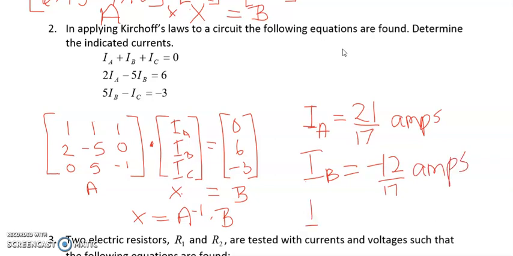And I subscript C is equal to negative 9 over 17 amps once again. But like I say, solving word problems is really no different. You're just solving a system of equations is what you are doing. So practice those, please. Make sure you practice that.